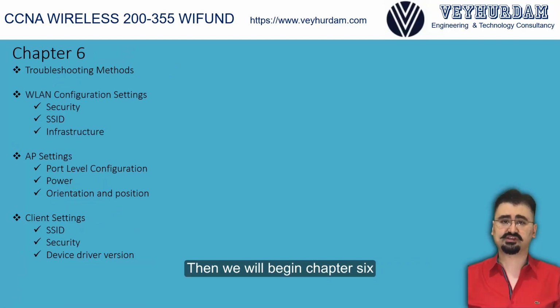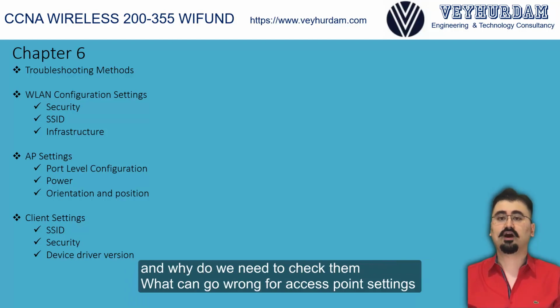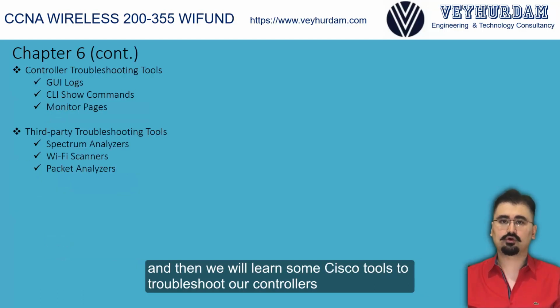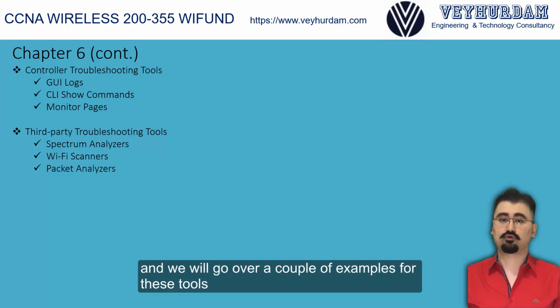Then we will begin Chapter 6. In this chapter, we will learn how to troubleshoot wireless networks. We will go over different WLAN configuration settings, and why we need to check them. What can go wrong for access point settings? And also we will talk about which settings we need to check on the client side. And then we will learn some Cisco tools to troubleshoot our controllers. And we will learn some third-party troubleshooting tools, such as spectrum analyzers, Wi-Fi scanners, and packet analyzers. And we will go over a couple of examples for these tools.